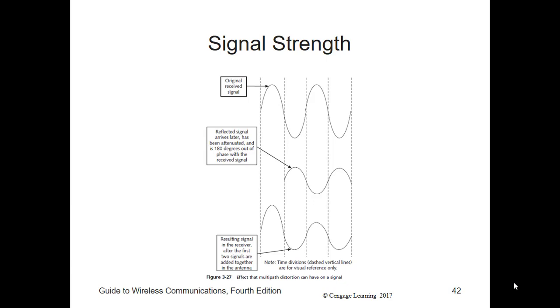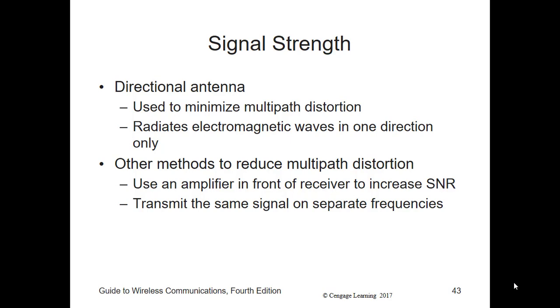Multipath distortion is a very complex topic, and we're going to have a full discussion of it later on in this class. Now, newer wireless standards such as 802.11n and 802.11ac actually take advantage of multipath signals arriving at the receiver at different times to improve their reception. There are various ways to minimize multipath distortion, including using a directional antenna, using multiple receiver radios and antennas, or changing the height of the transmitter antenna to provide a stronger signal with more of a clear line of sight to the receiver's antenna.